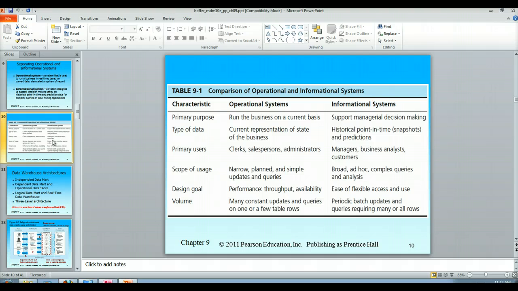And yes, we've learned some complex queries, but when we're talking about complex when it comes to an informational system, we're talking a completely different scale of complexity.